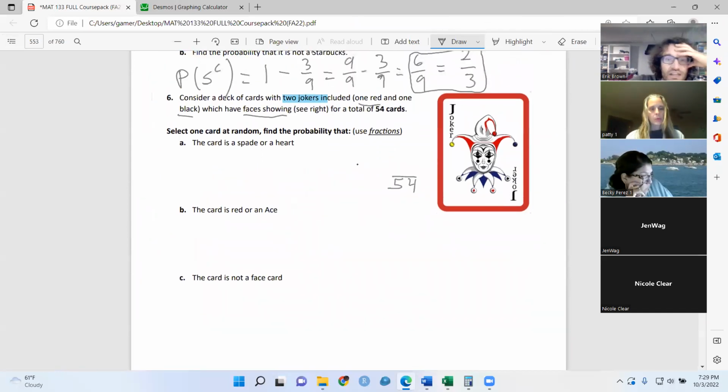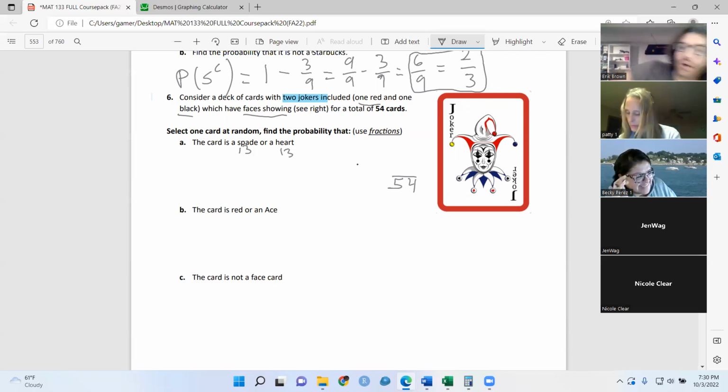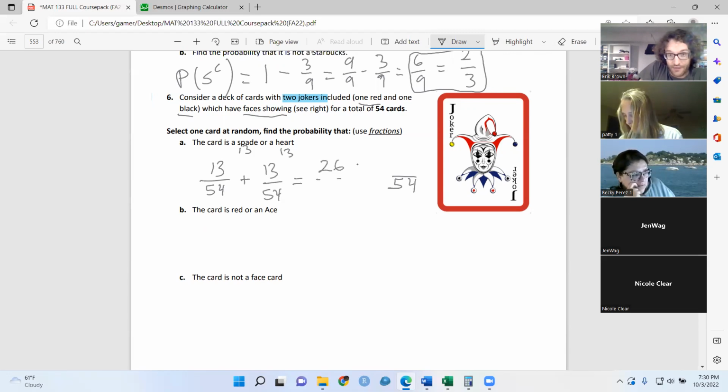Okay, so how many spades are there? Well, there's 13. How many hearts are there? There's 13. Is there a spade heart? No. Why did I ask that question? To see if they overlap. Are they disjoint? The answer is they're disjoint. So we just take the 13 out of 54 and add to it the 13 out of 54, and we get the nice fractional answer of 26 out of 54.